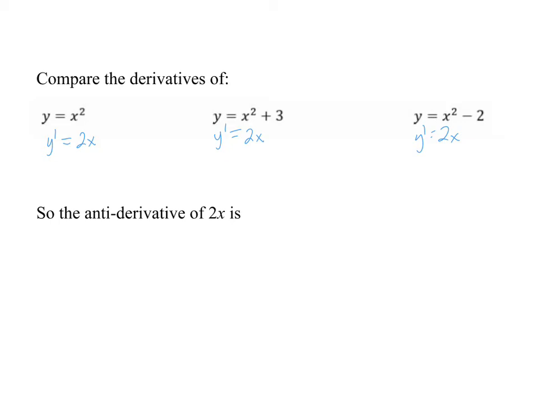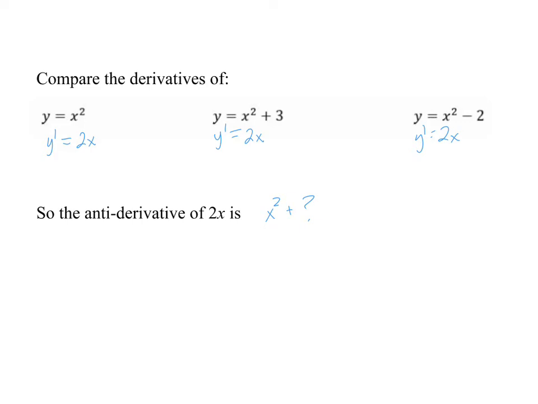Now when we go in reverse, we don't know which of the three it is. So the antiderivative of 2x is x squared plus something, right? It could be a 0 like the first one. It could be a plus 3. It could be a negative 2. It could be any number. We actually have an infinite number of solutions.